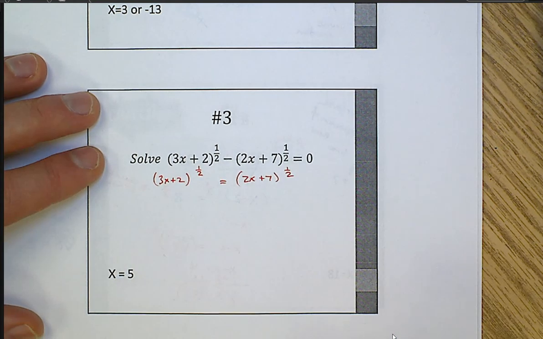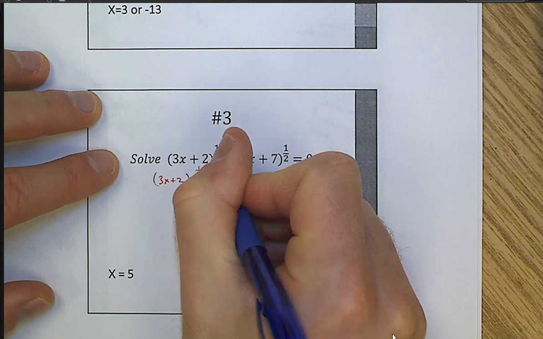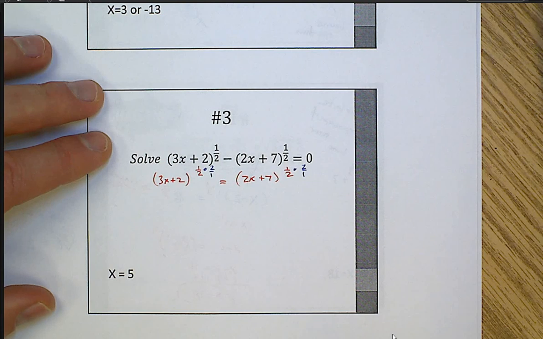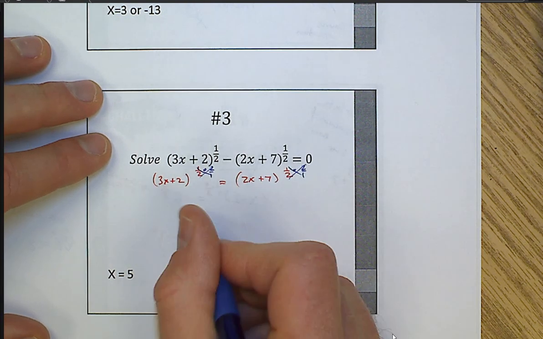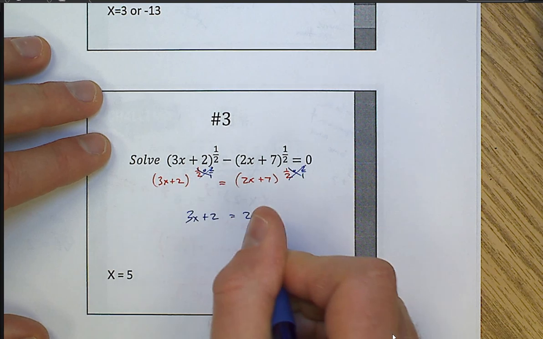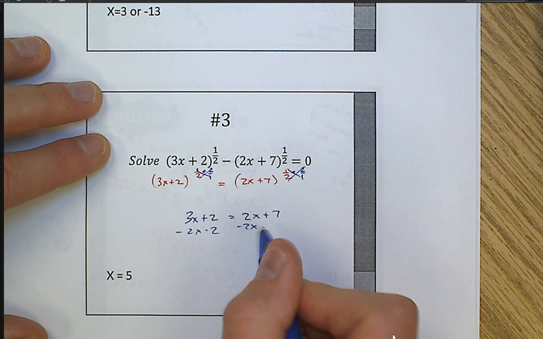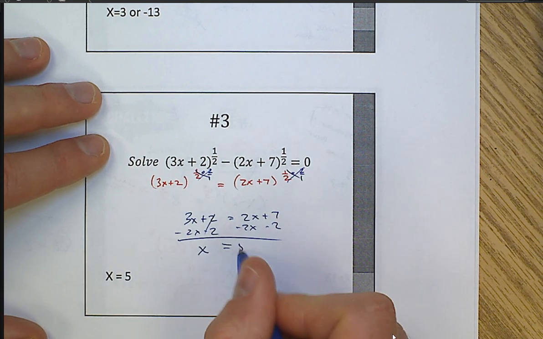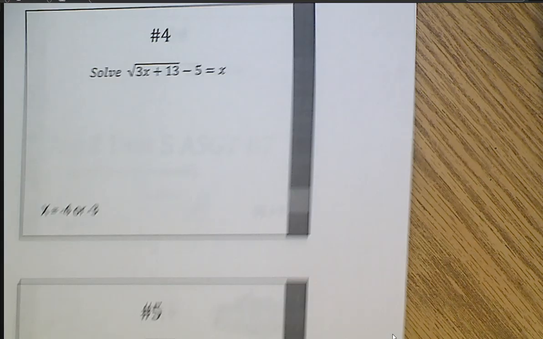Okay? Now, what are we going to do to both sides? We're going to times this by 2 over 1. We're going to times this by 2 over 1. Whatever you do to one side, you have to do to the other. So these basically just make 1. And so you're just left with 3x plus 2 equals 2x plus 7. And you're just solving this for x. So you're going to get 3x minus 2x, which is x, equals 5. Done.